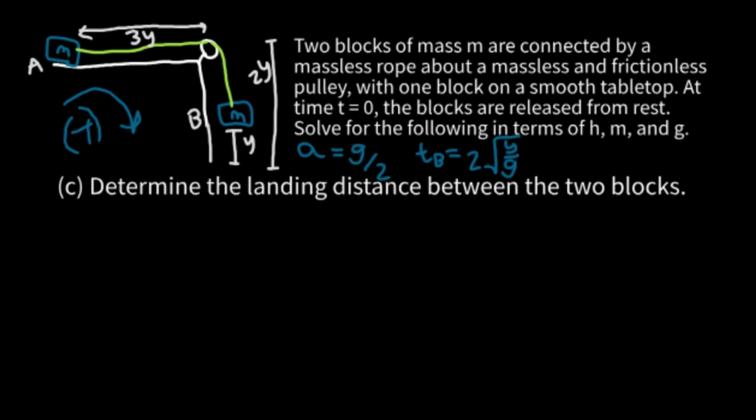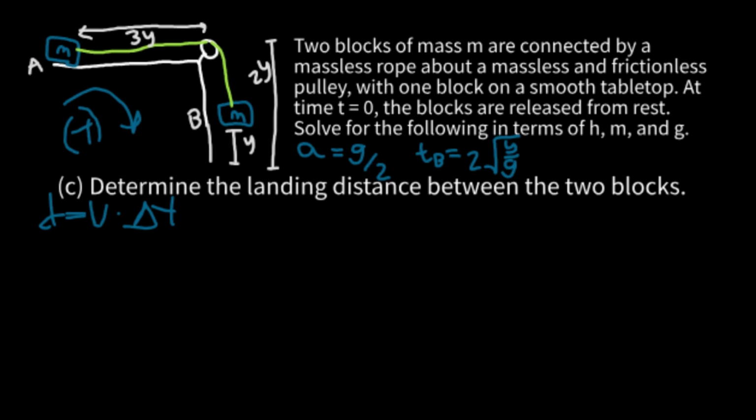Part C is the last part to this question. We want to know the landing distance between the two blocks. So what's going to happen is that block A is going to accelerate across the table as block B falls, and eventually it's going to leave the table and travel with a constant horizontal velocity until it reaches the ground some distance from B. And we want to determine that distance. So we know that distance equals velocity times the change in time. Alright, we need to find V and change in T.